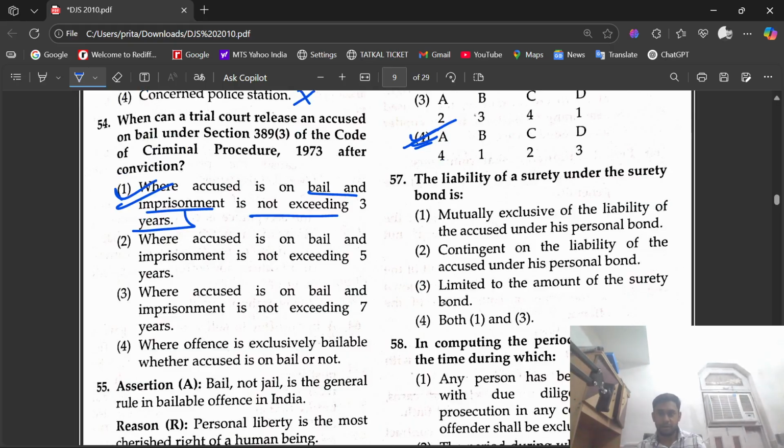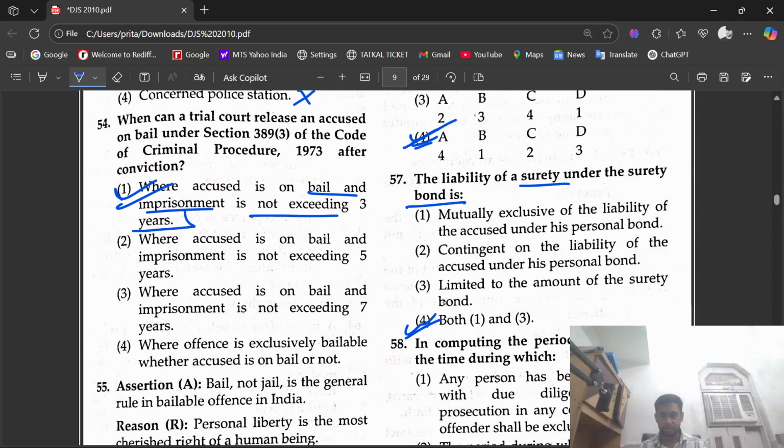Question number 57. The liability of a surety under the surety bond is mutually exclusive of the liability of the accused under his personal bond, contingent on the liability of the accused under his personal bond, limited to the amount of the surety bond, both first and third. The right option is first and third both. Means the liability of a surety under the surety bond is mutually exclusive of the liability of the accused under his personal bond, limited to the amount of the surety bond. Okay, the right option is first and third both, means option 4.